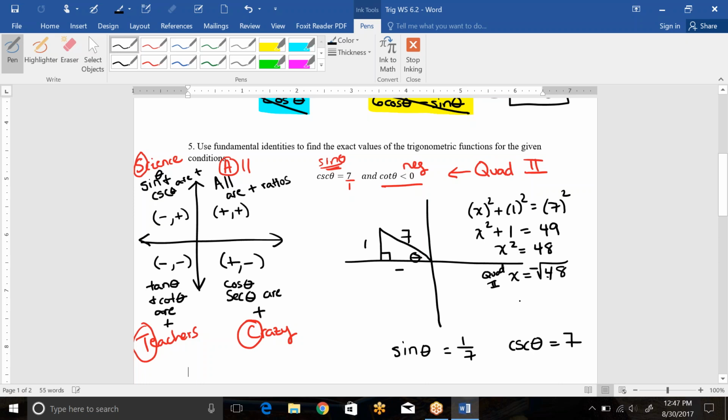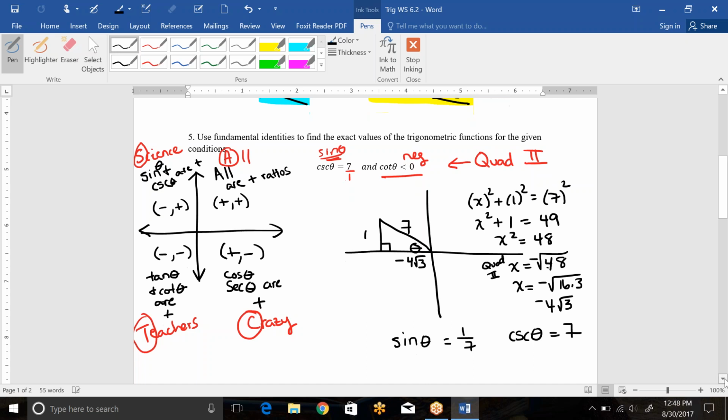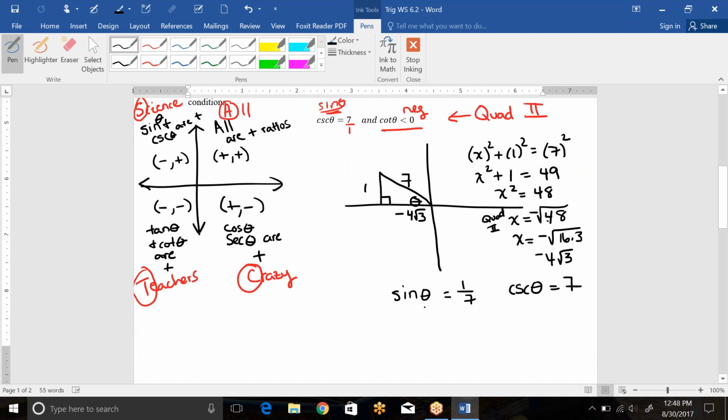And then this is 48, and then we can break that up because 48 is 16 times 3, so that's negative 4 on the square root of 3. So that is this side right here of my triangle. Once you have your 3 sides of your triangle, most people are fine at this point to make the rest of the ratios. So we need cosine of theta and tangent of theta. We need secant of theta and cotangent of theta.